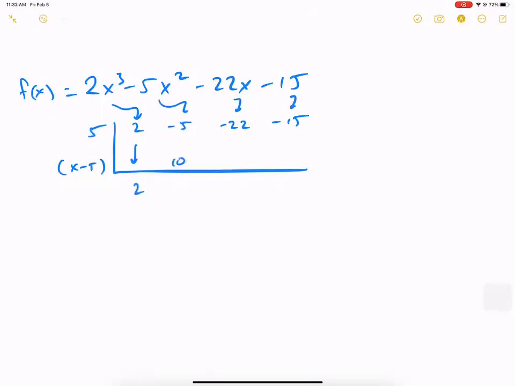So 2 becomes 10. 10 minus 5 is 5. 5 times 5 is 25. 25 minus 22 is 3. And 3 times 5 is 15. So hopefully you guys are good with your multiplication tables.